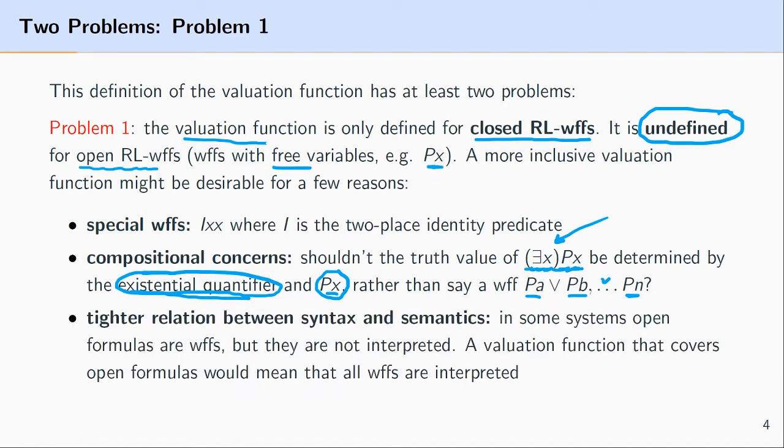A final concern is that we'd like a tighter relationship between the syntax, the grammar of the logic, and its semantics. That is, the system that defines its meaning or assigns it truth values. In some systems, the open well-formed formulas are defined as syntactically well-formed, but they're not interpreted. And so one desire might be that any well-formed formula has an interpretation. Any grammatical construction you can make also has meaning to it. And so we'd like a more inclusive valuation function that assigns truth values to these open well-formed formulas.